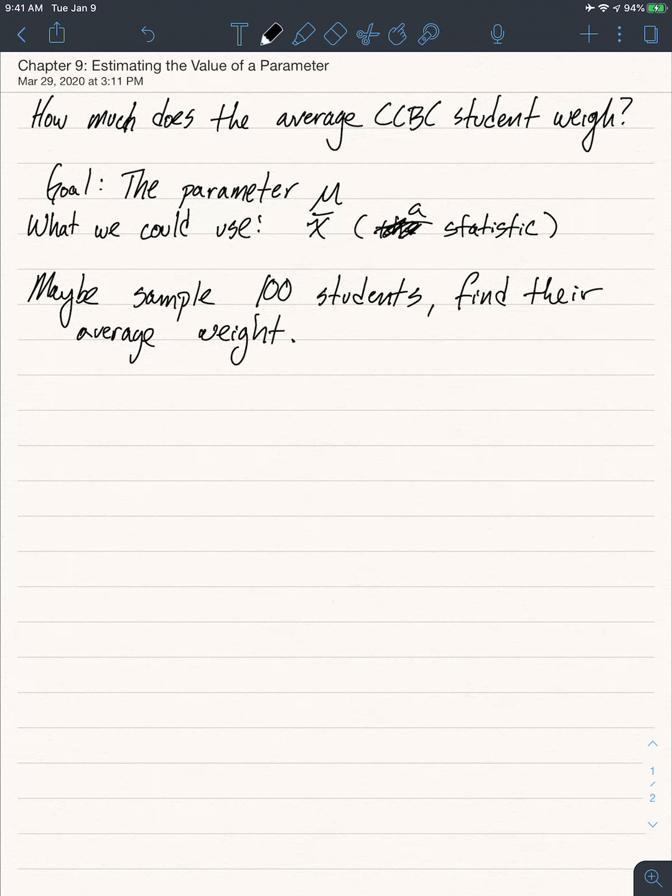And if I find that average weight of maybe, let's say 100 students, could be 500, I don't know how many students I want to actually sample. Depends on the problem, right? But let's say I sample 100 students and find their average weight. What would I do then? Hope it's close to the parameter. Hope it's close to the true average CCBC student weight.